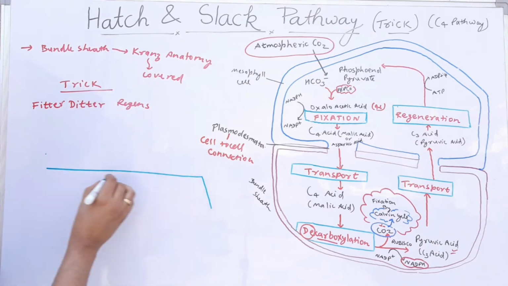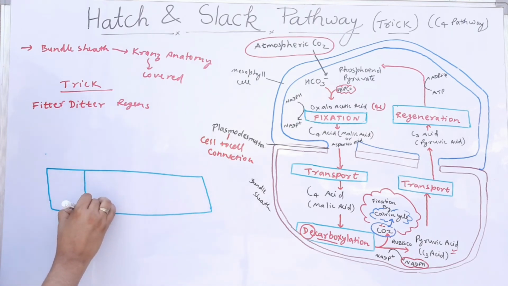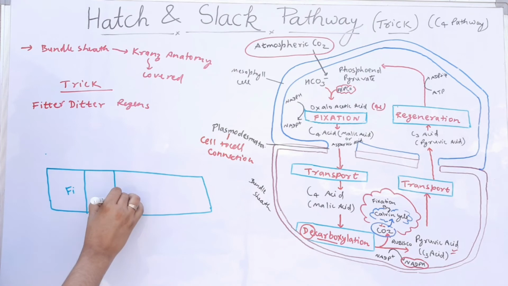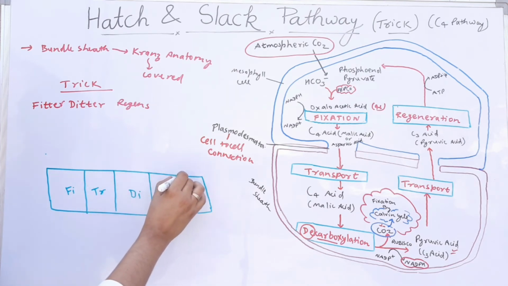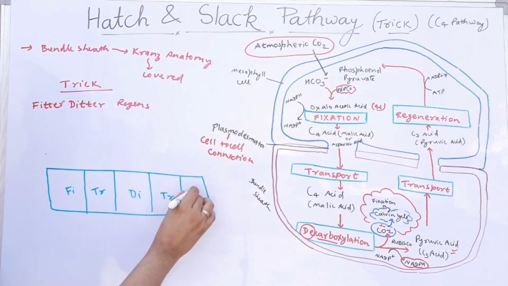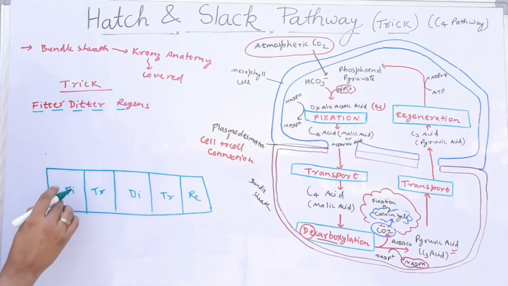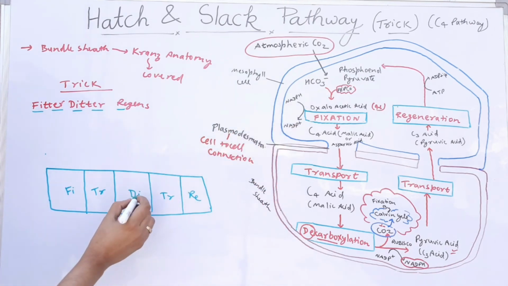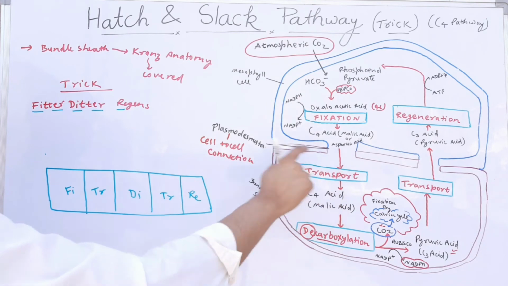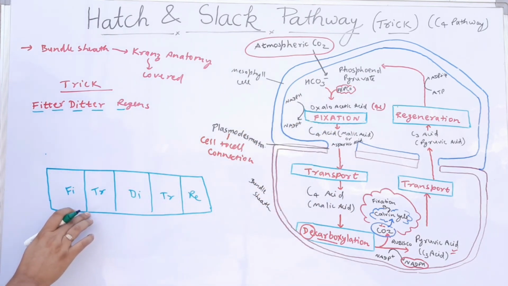Let's make a box here. Write phi, ter, d, ter, re. Phi ter d ter re. Fitters deter regions. Okay, this is for fixation, transportation, decarboxylation, transportation and regeneration. This is a very easy sequence. We will be able to decode it in the examination if we get the option.